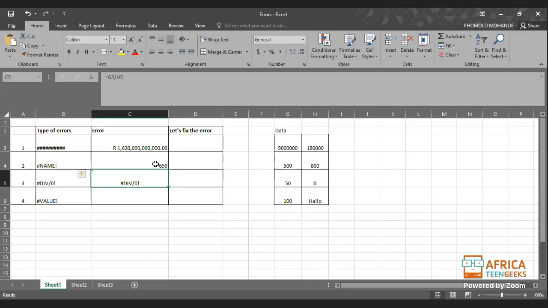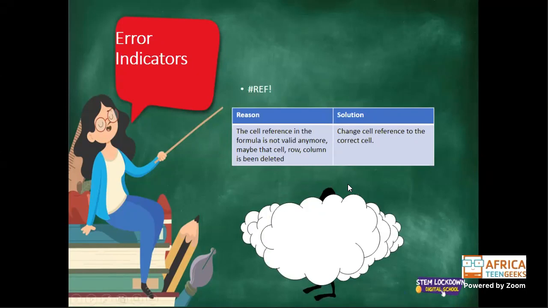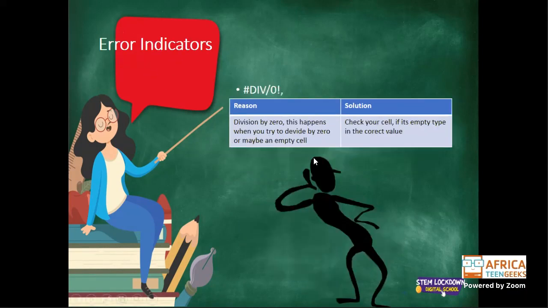So let's check again. Any division by zero. Let's check what causes this one. We corrected the spelling. Then this one, the cell reference in the formula is not valid anymore. Maybe that cell, row or column has been deleted. Change the cell reference to correct it. Unfortunately, I didn't do this one, but let's check on this one.